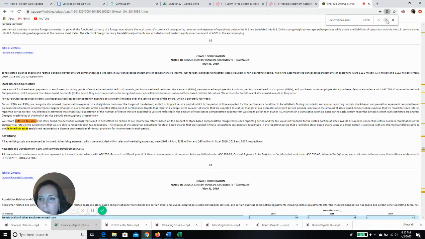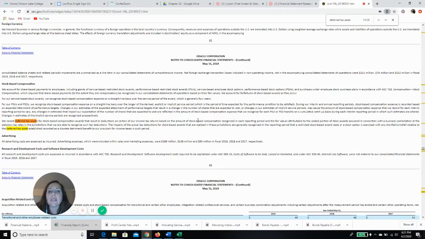Okay. This one, it's not really clear how the stock-based compensation impacts deferred tax asset. Oh yeah, so it's increasing. It's kind of hard to tell. And we may have to go through a few of these together, but it says they record deferred tax assets, which means they increase deferred tax asset for stock-based compensation awards that result in deductions on certain of our income tax returns.